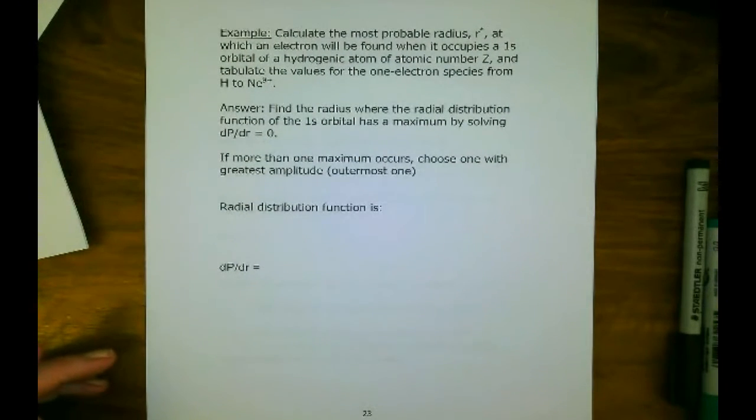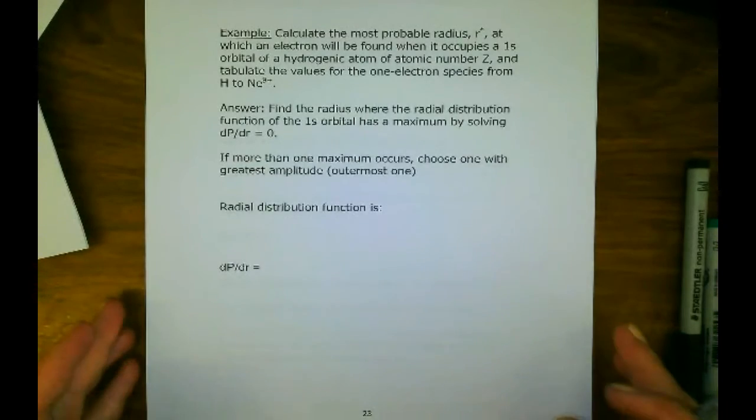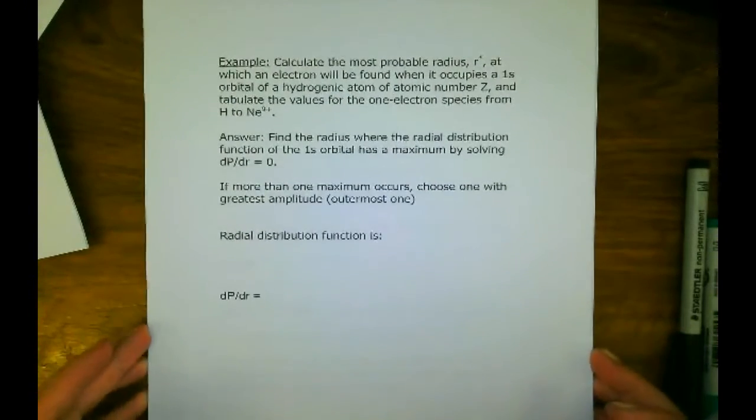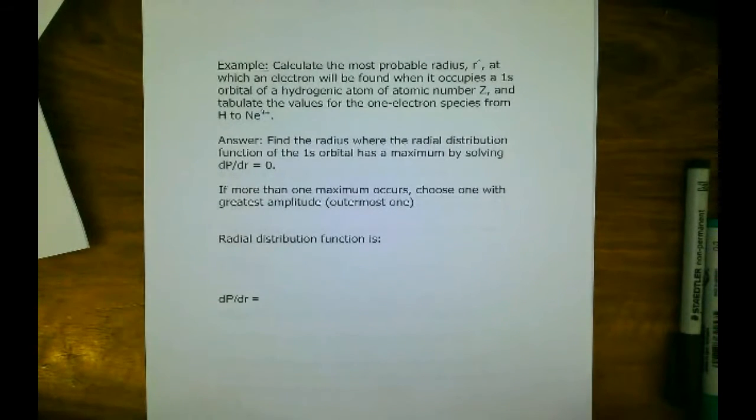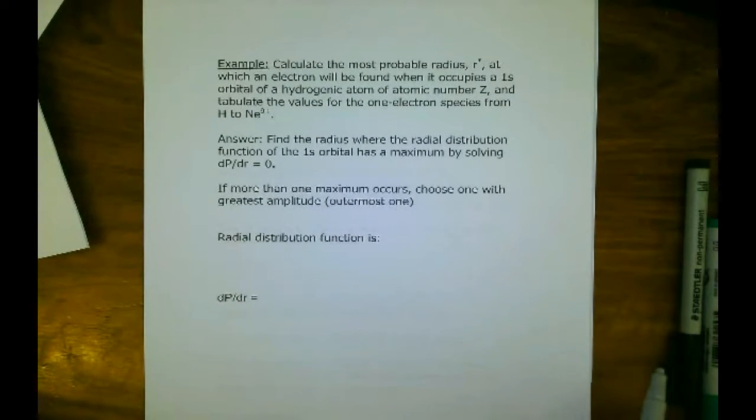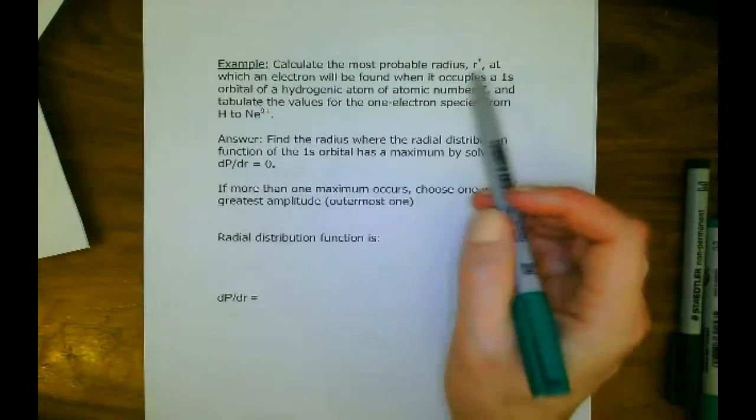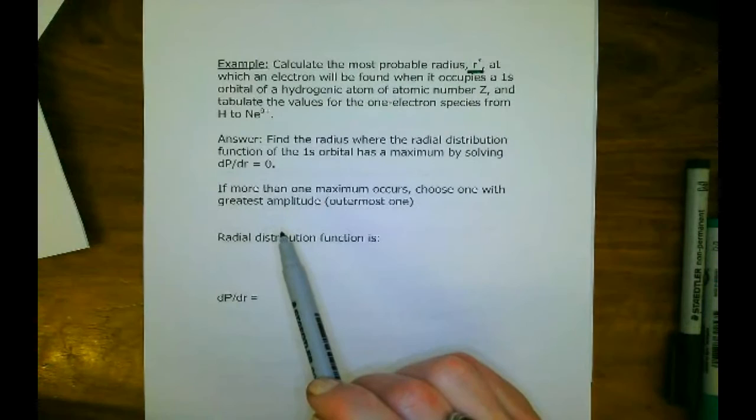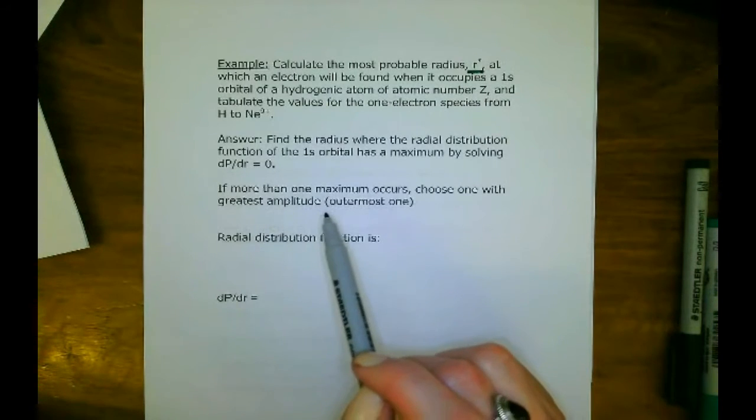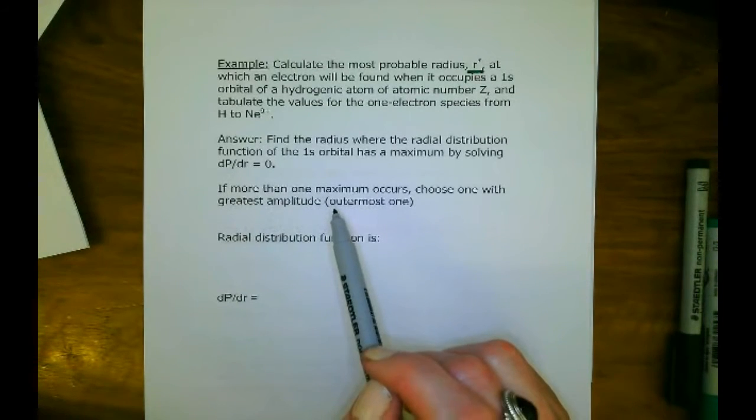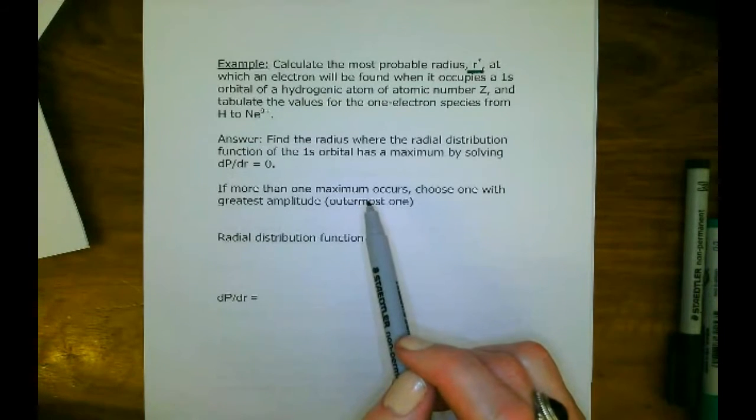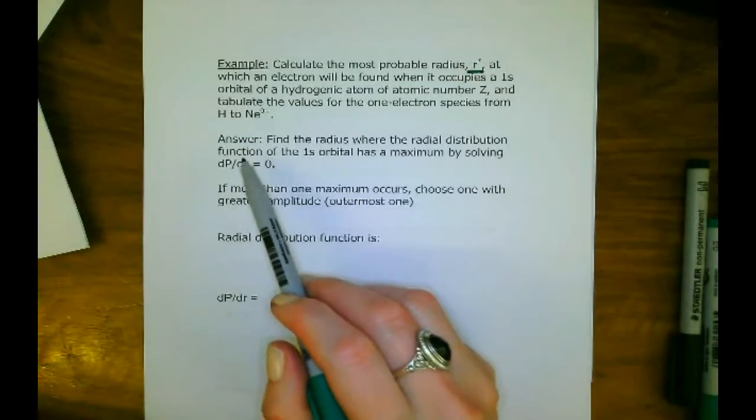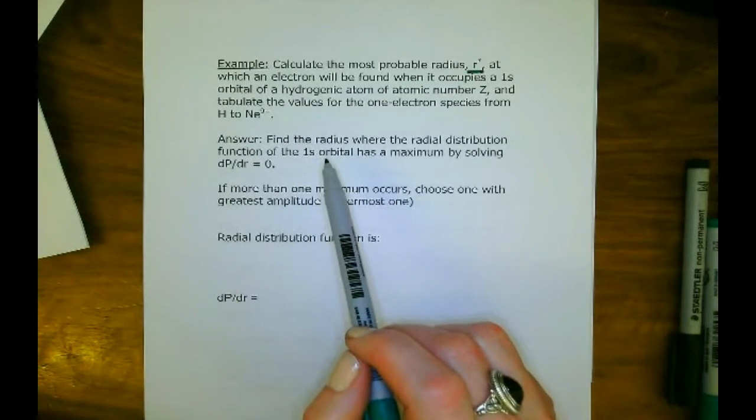Okay, so let's have a look at an example. Now the mathematics is a little bit beyond what you need to know for this course, but I'm going to give you an equation and we're just going to look at how to interpret this. Calculate the most probable radius at which an electron will be found when it occupies a 1s orbital of a hydrogenic atom of atomic number Z, and tabulate the values for the 1 electron species from hydrogen to neon 9+.